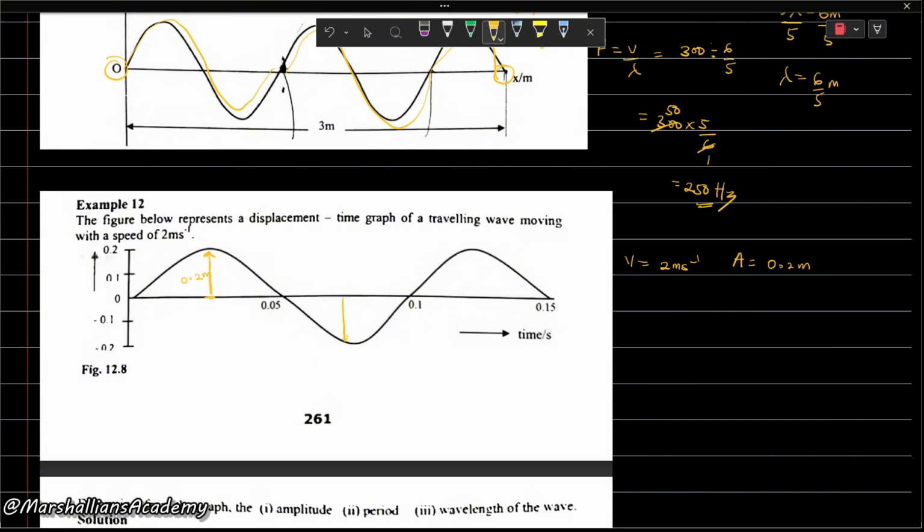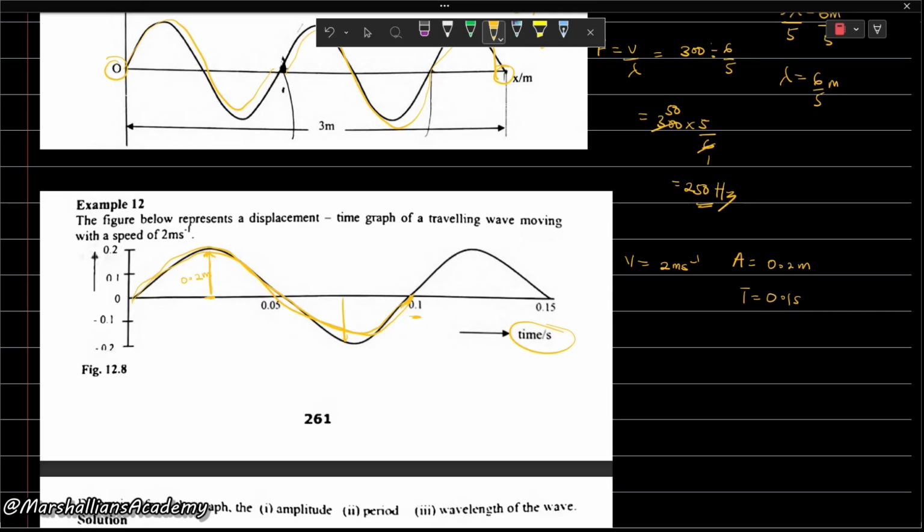What's the next thing? I said we should find the period. Now we have the entire graph. Okay, look at it. One wavelength is 0.1. Oh, this is time. The time it takes to complete one wavelength is 0.1 seconds. This is time. Please don't mistake this for meters. Therefore, that is the period, 0.1 seconds. Does that make sense?